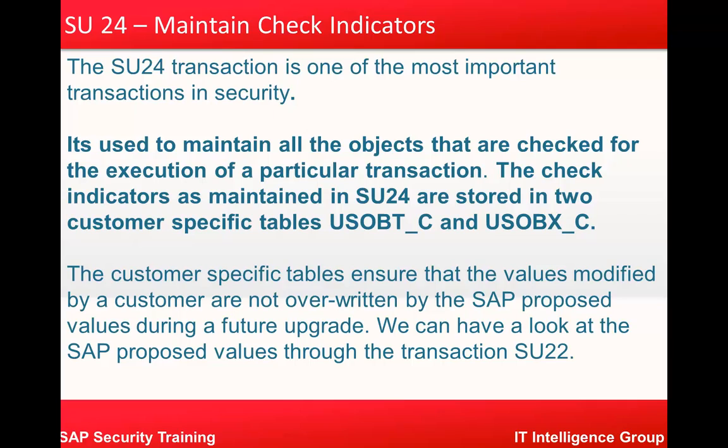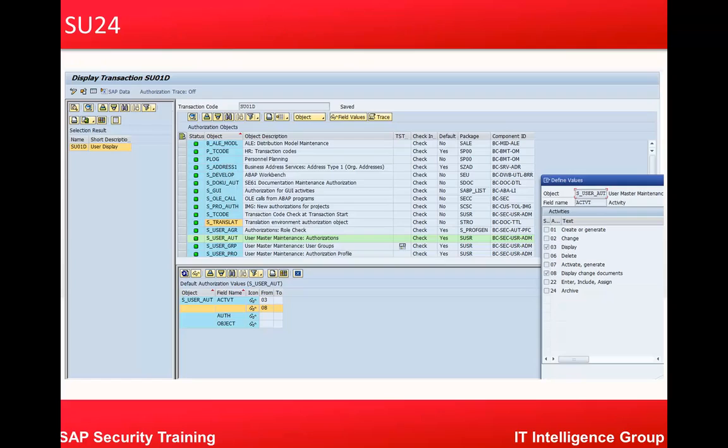The check indicators as maintained in SU24 are stored in two customer-specific tables, which are USOBT_C and USOBX_C. The underscore C stands for the customer tables. The customer-specific tables ensure that the values modified by the customer are not overwritten by the SAP proposed values during a future upgrade. We can have a look at the SAP proposed values through the transaction SU22. So basically SU24 is the one which is mainly used during upgrade.